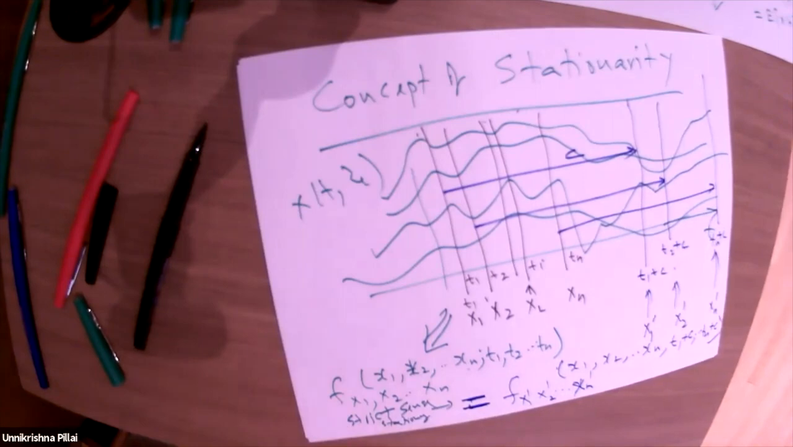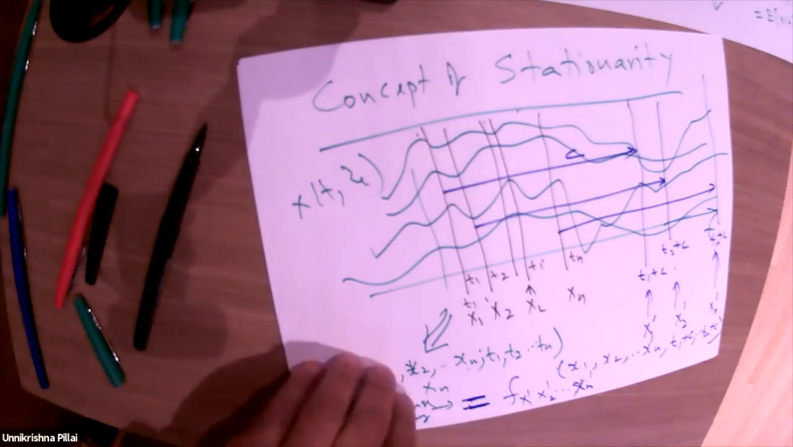If this is true for all n, what is the simplest n we can check on? I put some arbitrary n. What is the smallest n I can check? One, of course. So one means what? I take one random variable, whatever its behavior, and I look at the same random variable tomorrow. If the two density functions are the same, that's some stationarity. So we will call that first order strict sense stationary.